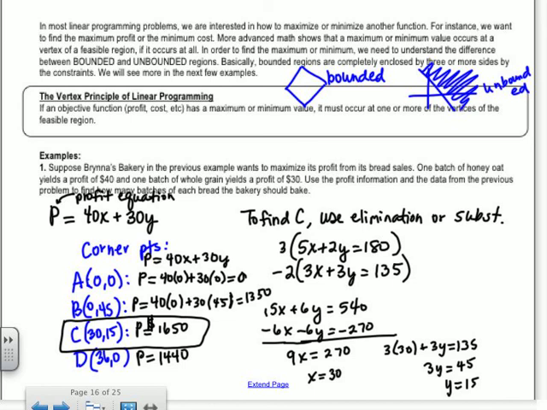Yeah, Kern. Did I what? You would write the maximum profit is $1,650.